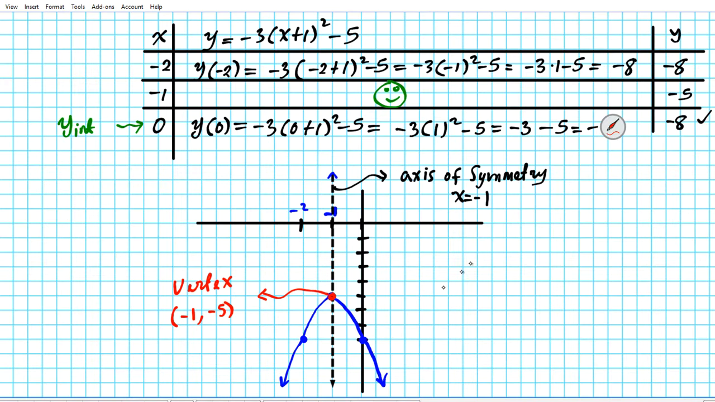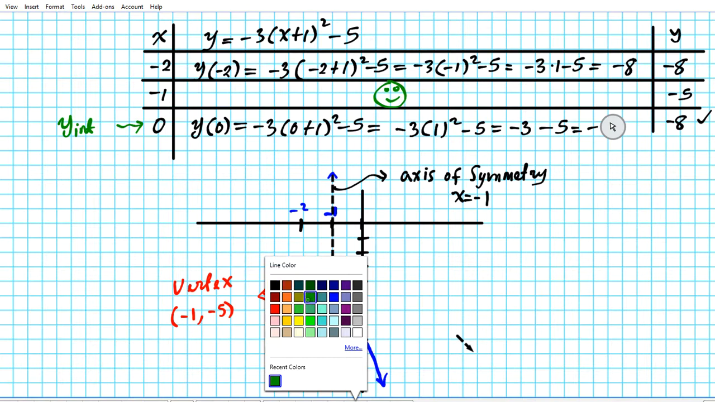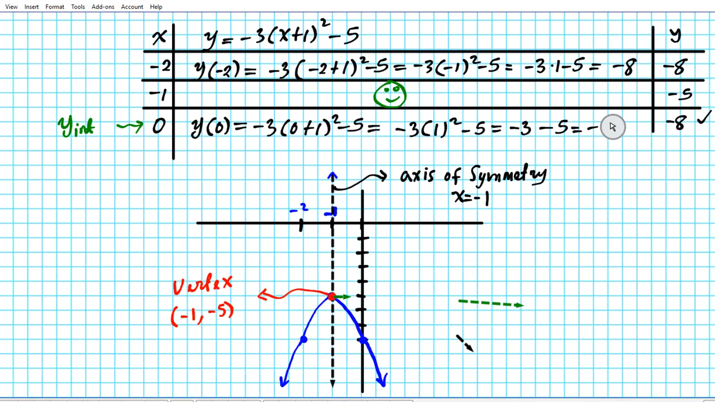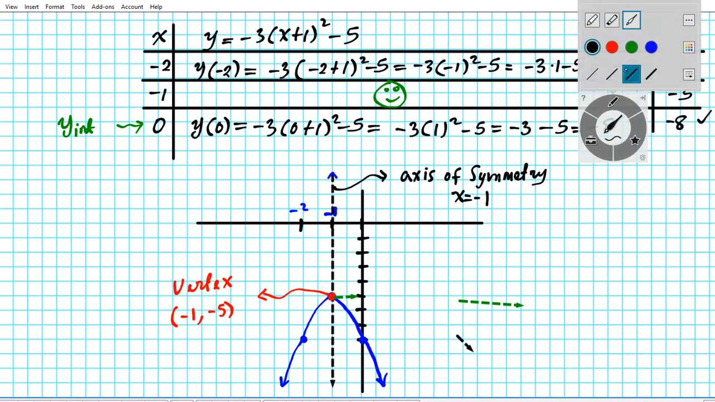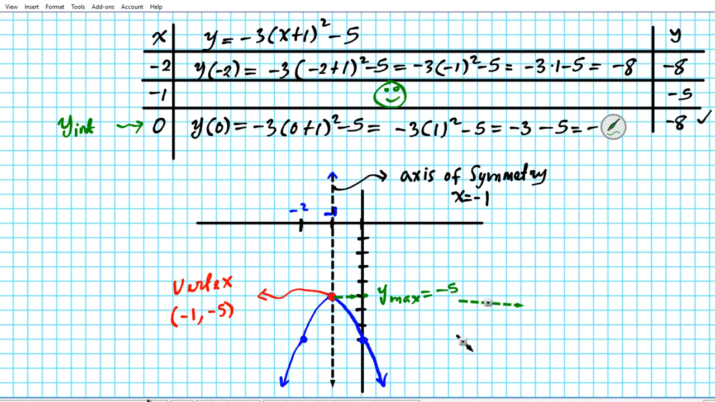And then we have the maximum value. Let's change colors here. Let's make it green. Alright, so if we trace our vertex to the y-axis, it tells us exactly what the maximum value is. So our y-max in this particular case is this value right here, which is equal to -5. Okay, that agrees with what we had earlier. So we have everything labeled. Now let's just go ahead and state our domain and range while we're at it.